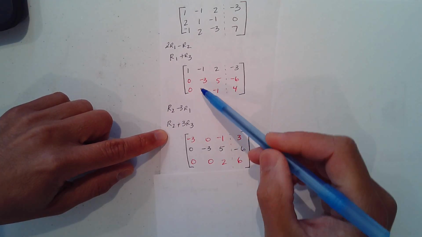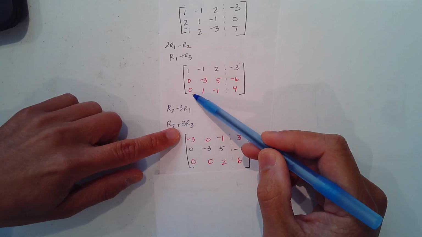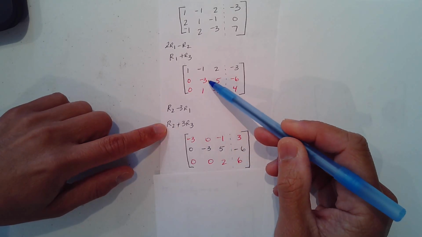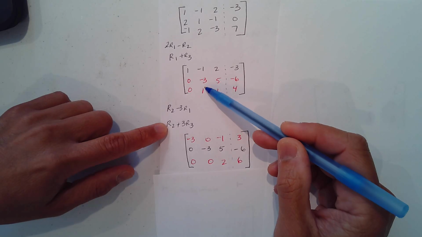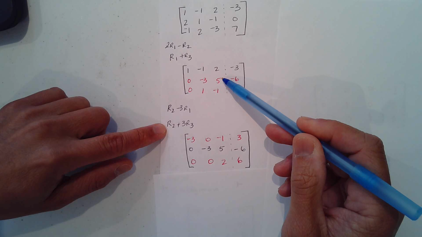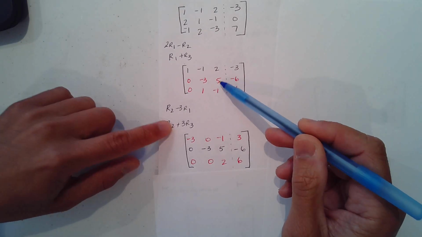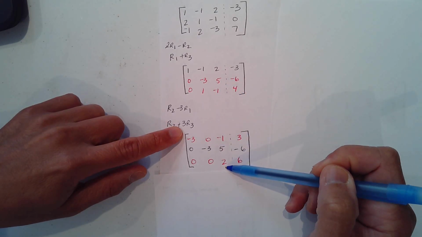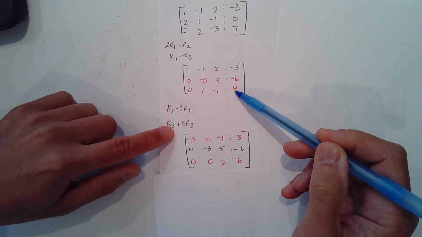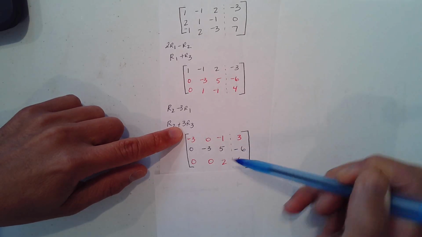Row 3. It says take row 2 plus 3 times row 3. So 0 plus 3 times 0, 0. Negative 3 plus 3, there's our 0. 5 plus negative 3 is positive 2. And then we'll have negative 6 plus 12, 6.